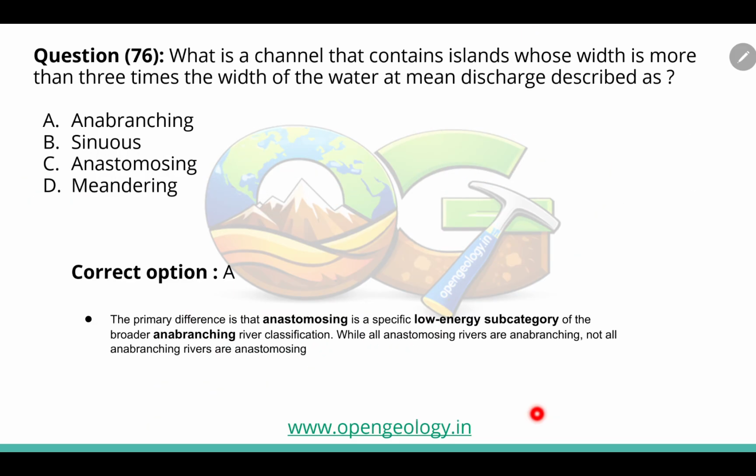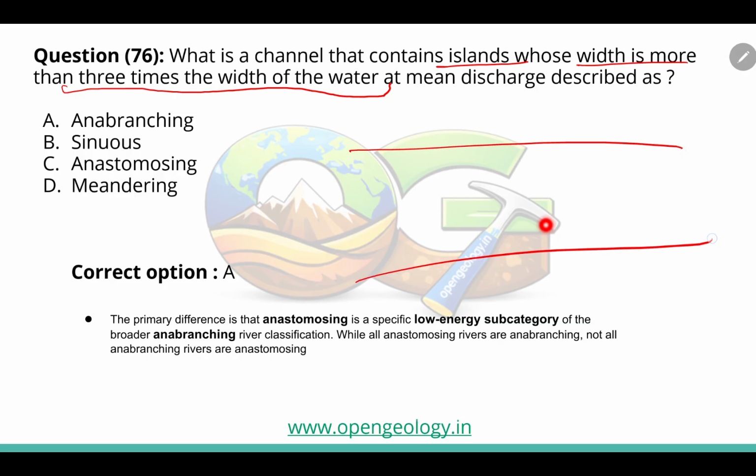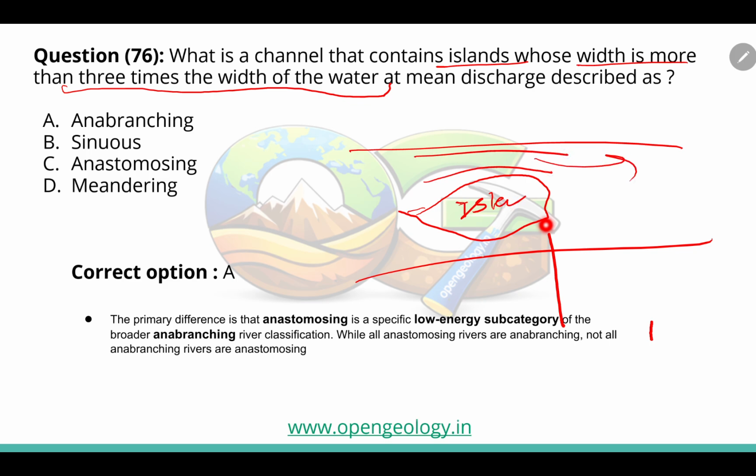Now another question is, what is a channel which contains an island whose width is more than 3 times the width of water? Let's say this is your river body, and there is a bar, you can say a mid-channel bar, or an island. This is the water that is flowing. If its width is 3 times the water channel, then we call it an unbranching type of river.